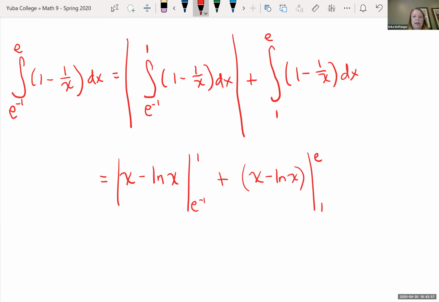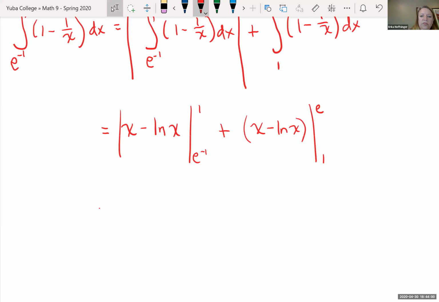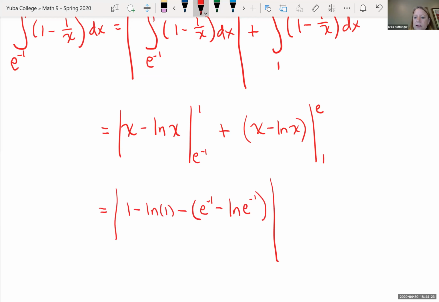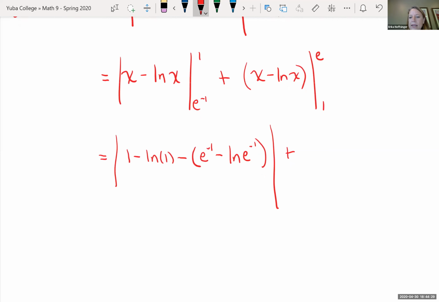So we're going to go in and plug in our numbers. So plugging in 1 wherever we see an x, we have the absolute value of 1 minus ln of 1, minus the whole quantity, now plugging in e to the -1 for x. So e to the -1 minus natural log of e to the -1. And our absolute value plus, now we're going to do the same thing here. So plugging in e for x, we got e minus natural log of e, minus the whole quantity, now plug in 1 for x. So 1 minus ln of 1.